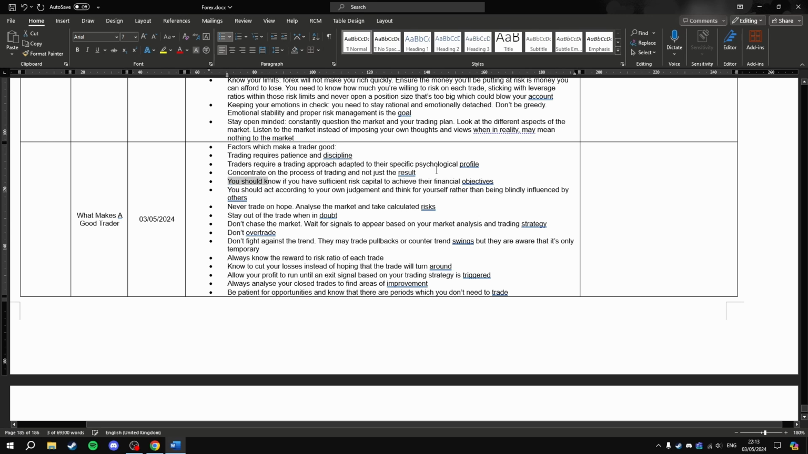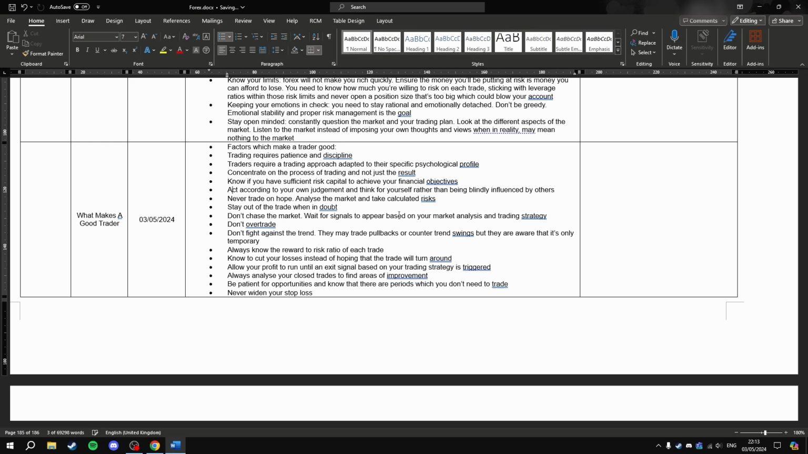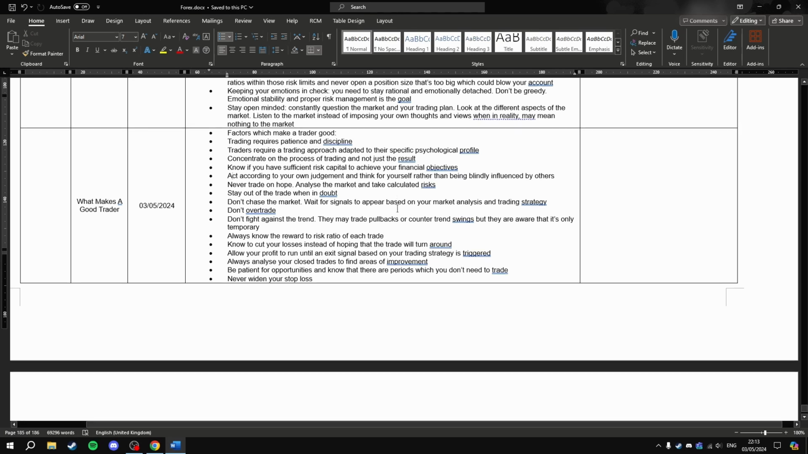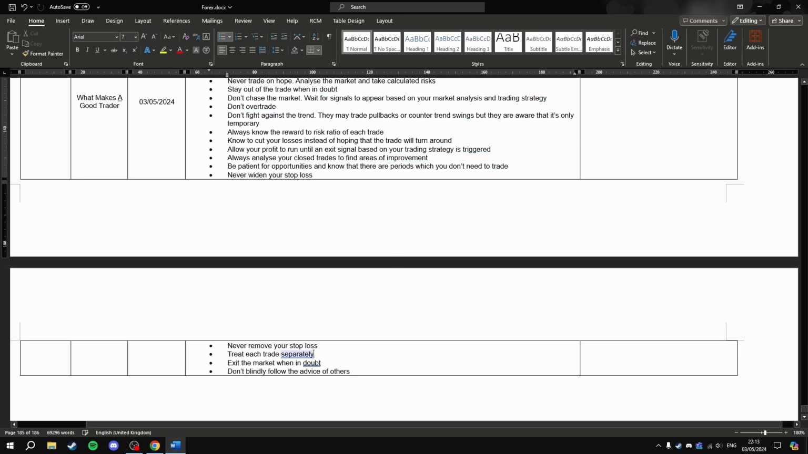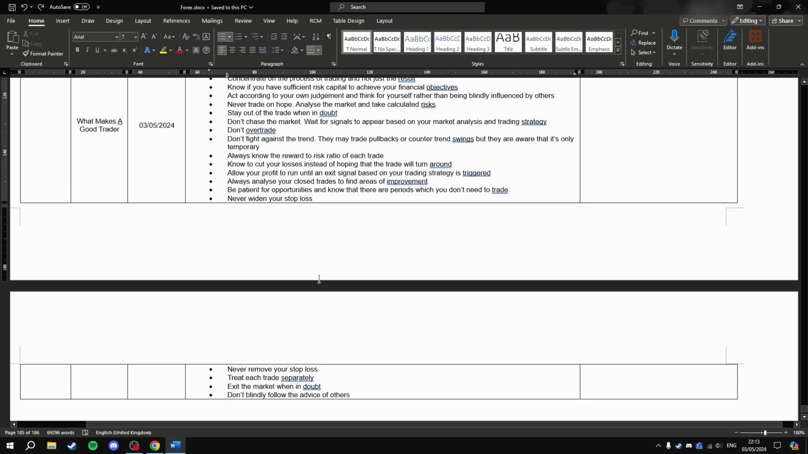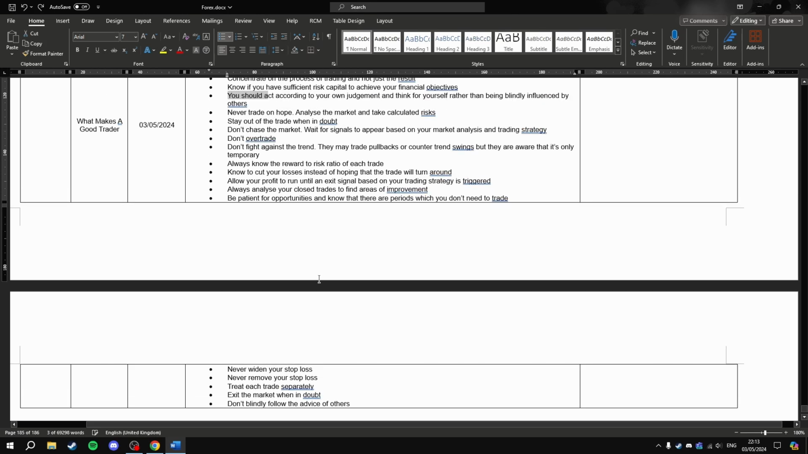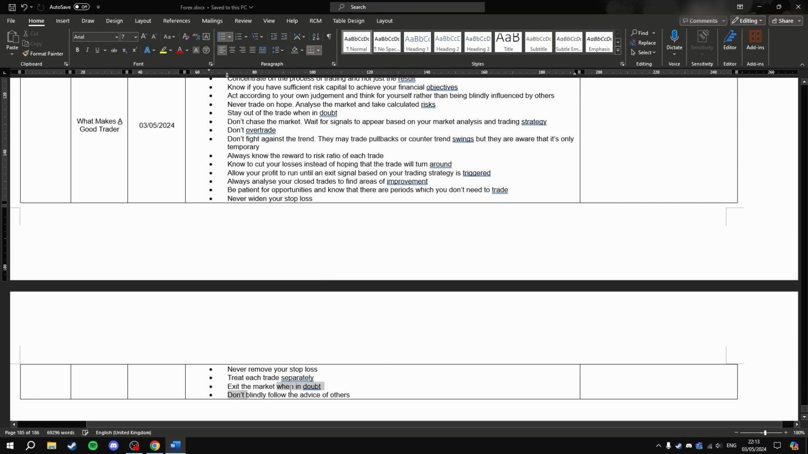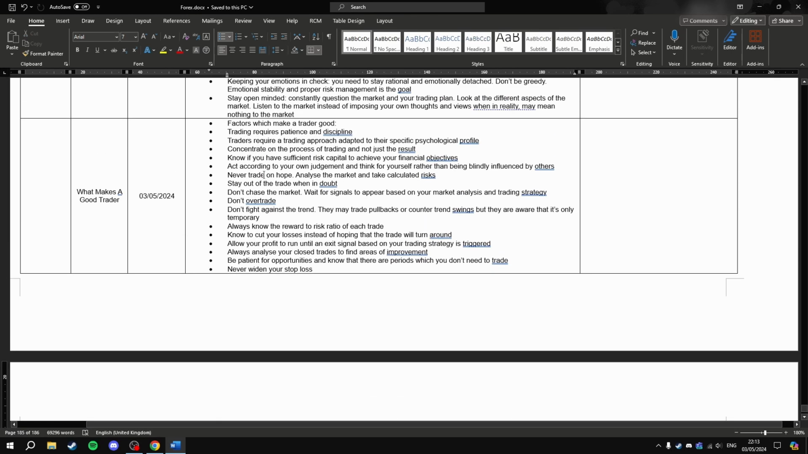Know if you have sufficient risk capital to achieve your objectives. You should act according to your own judgment and think for yourself rather than being blindly influenced by others. This is already repeated at the bottom. Don't blindly follow the advice of others, but whatever. Never trade on hope. Analyze the market and take calculated risks. Stay out of a trade when in doubt. Don't chase the market.